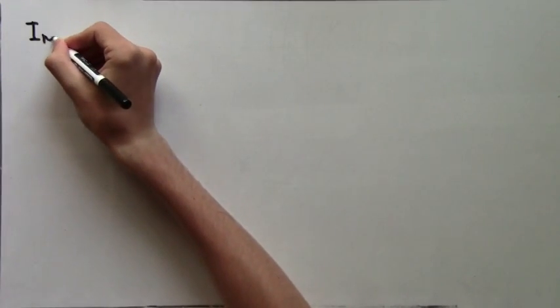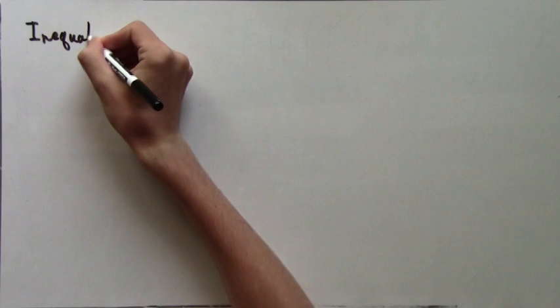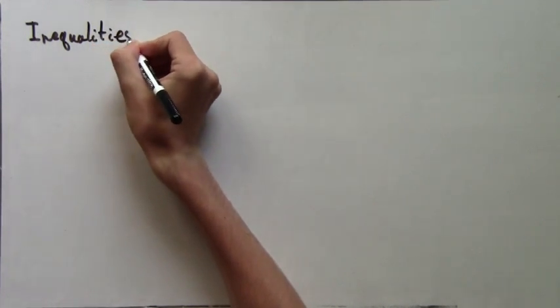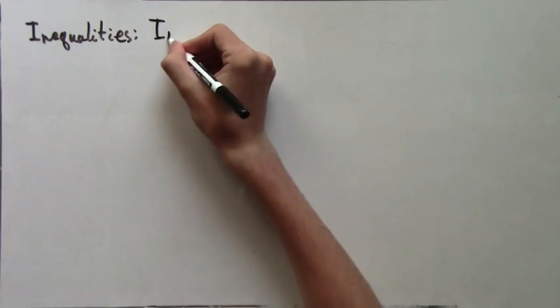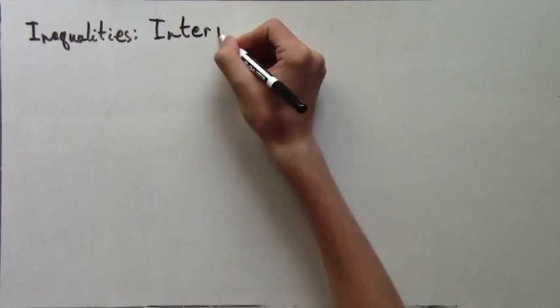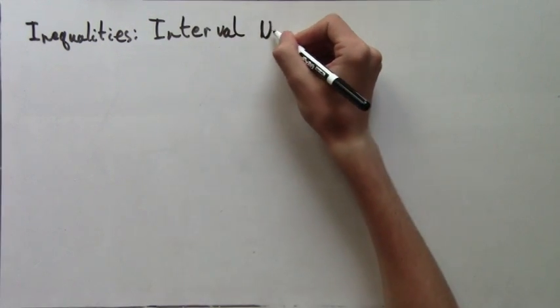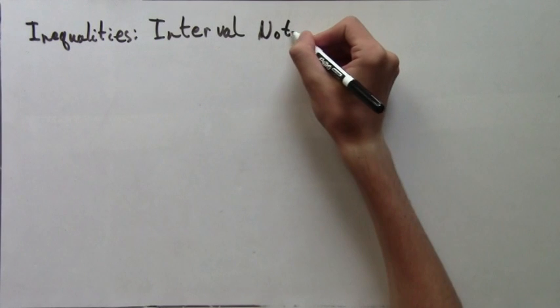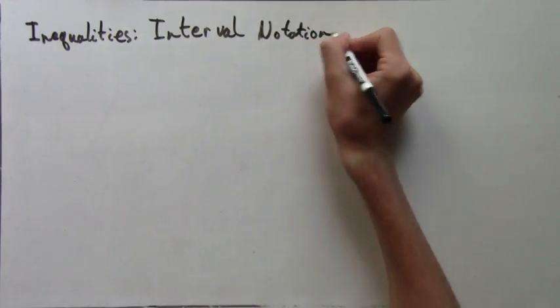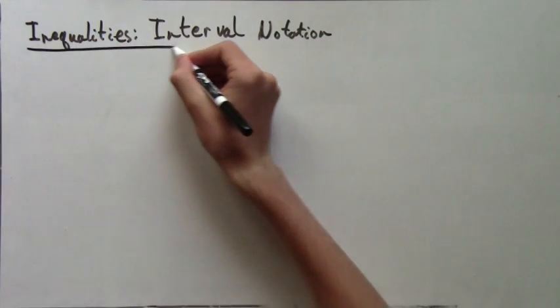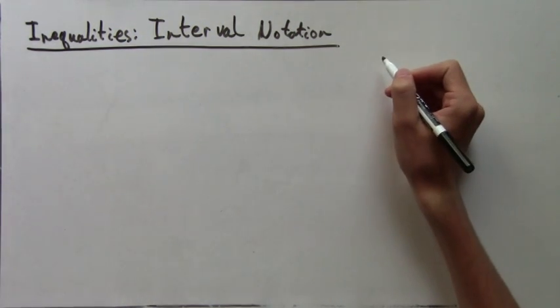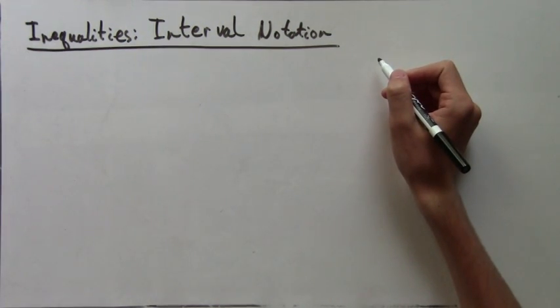In this video lesson, we will learn about interval notation. So, what exactly do we mean by interval notation? To understand this better, we'll just start with a simple inequality. That is, we'll start with x is strictly less than 3.